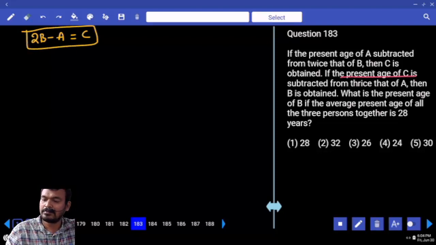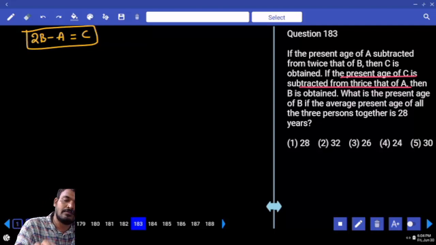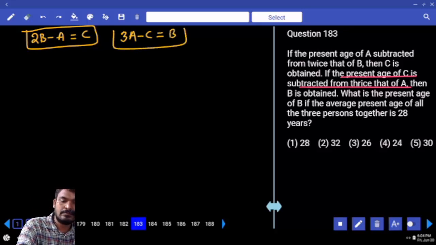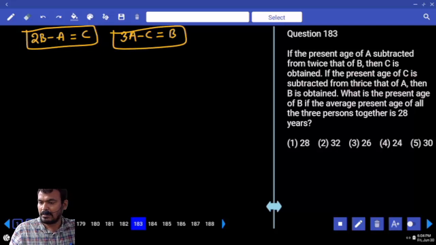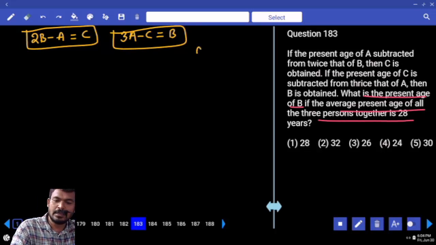The age of C is subtracted from thrice that of A. Means 3 times A minus C is equal to B value. Next line: what is the age of B? We require B. If the average age of all 3 persons is 28, then A plus B plus C is equal to 84.